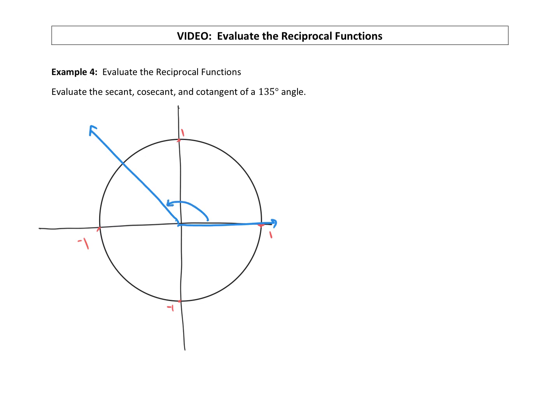So let's create a reference triangle. Here's our terminal point on the unit circle. Connect to the x-axis. There is our reference triangle. The reference angle right here is going to be 180 minus 135, which is a 45-degree angle.